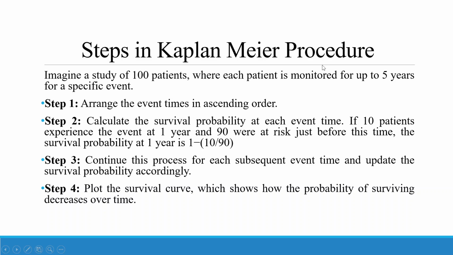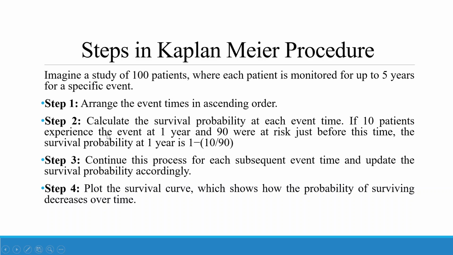Steps in Kaplan-Meier procedure are: imagine a study of 100 patients where each patient is monitored for up to 5 years for a specific event. Step 1, arrange the event times in ascending order. So you don't need to worry, software will take care of this. Step 2, calculate the survival probability at each event time.